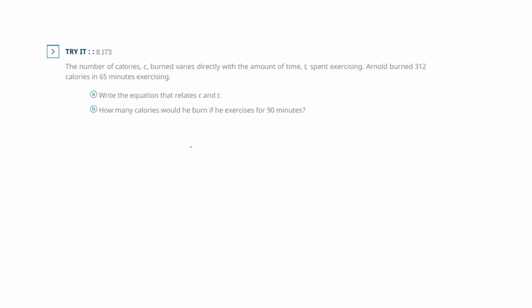Okay, this is going to be more of the same here, but let's do calories. Calories is going to be in direct relationship with the time spent exercising. So here's my generic equation. We need to find K. So he burned 312 calories in 65 minutes. I'm going to put the K at the back there again. Sorry, my calculator's not working. All right, so I'm just dividing both sides by 65, and K is going to be 4.8.